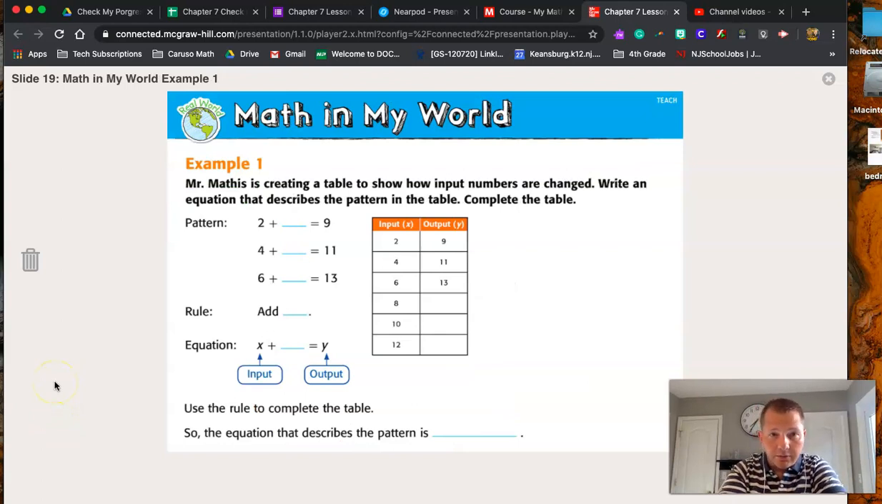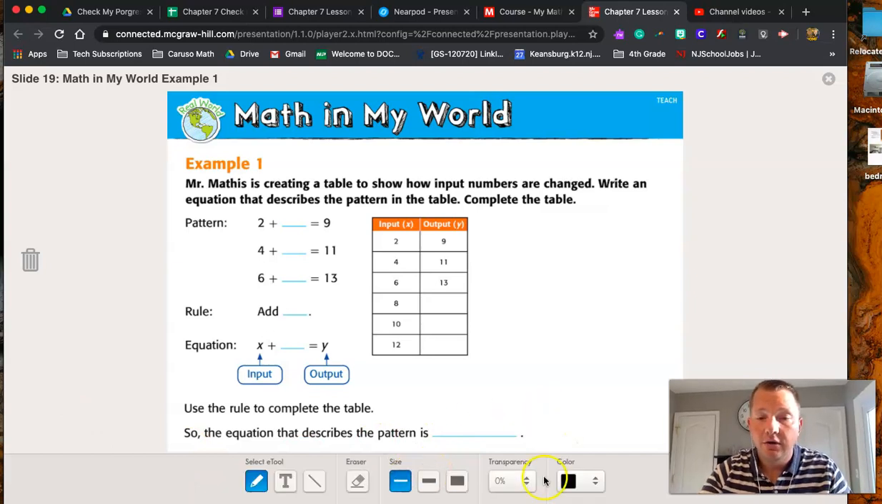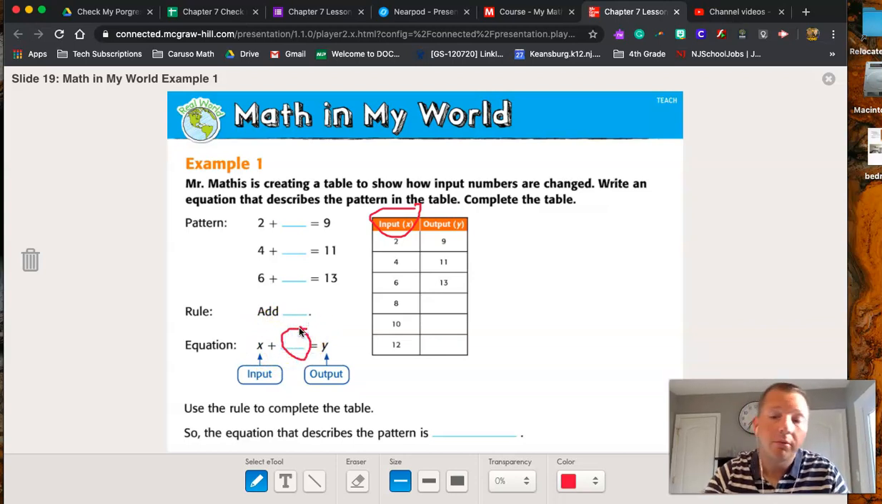So let's look at this next one, example 1. Mr. Mathis is creating a table to show how input numbers are changed. Write an equation to describe the pattern in the table. So here, they're already giving us the start of the pattern. If we look at this over here, the start of our pattern is x, which is our input. X is over here on the left side of the equal sign. Plus, we have to figure out what this number is in the word problem, like last time it told us, and what our output here is, y. So if we already know some of these answers, we can take 2 and 9.